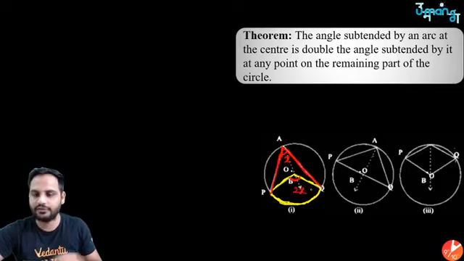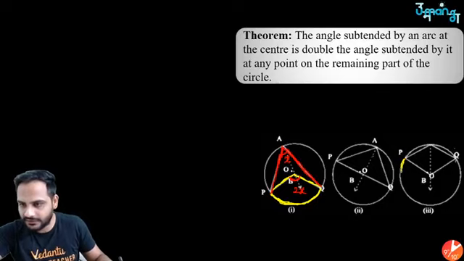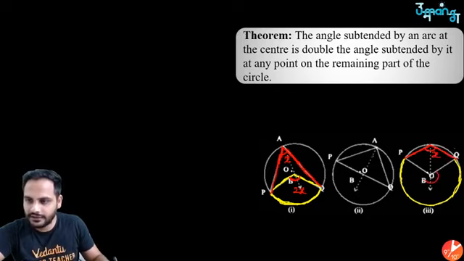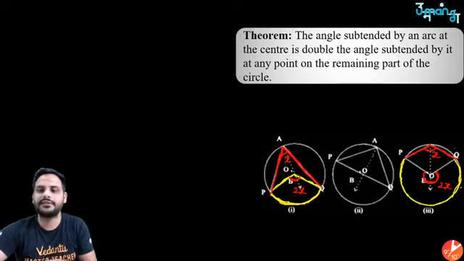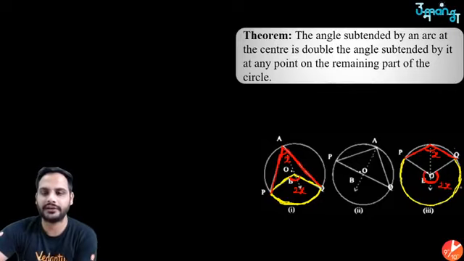Second thing, this is the minor arc when I am talking about it. Suppose I talk about the major arc. Now the angle subtended by this arc at the remaining part of the circle, the remaining part is somewhere over here. Suppose this angle is equal to x, then this complete angle will be equal to 2x. This is what your theorem says.